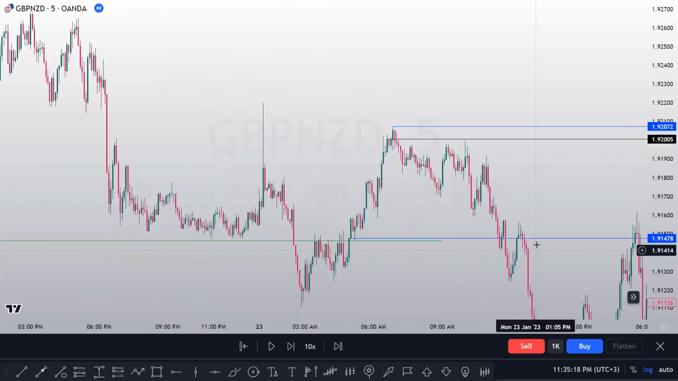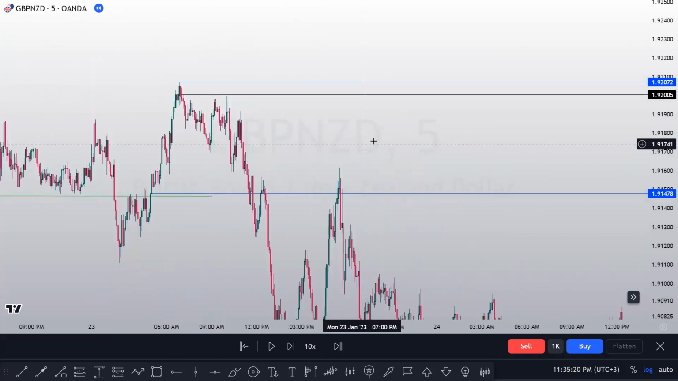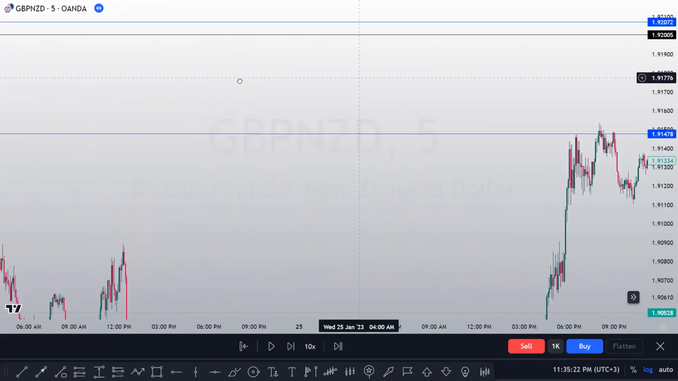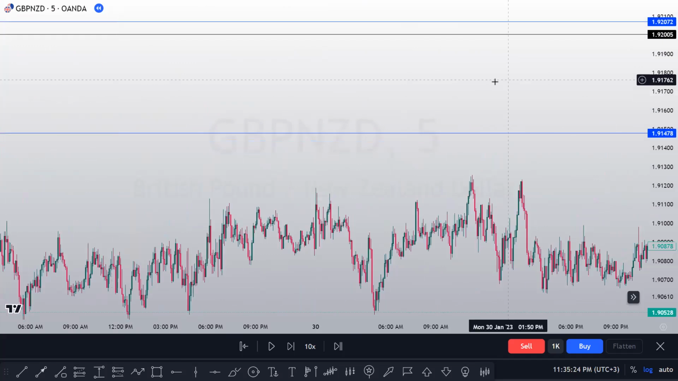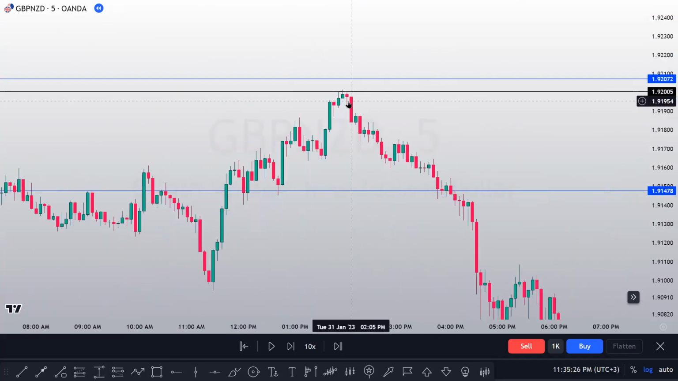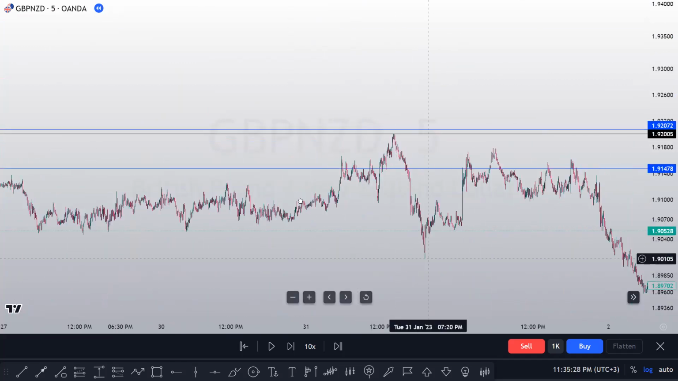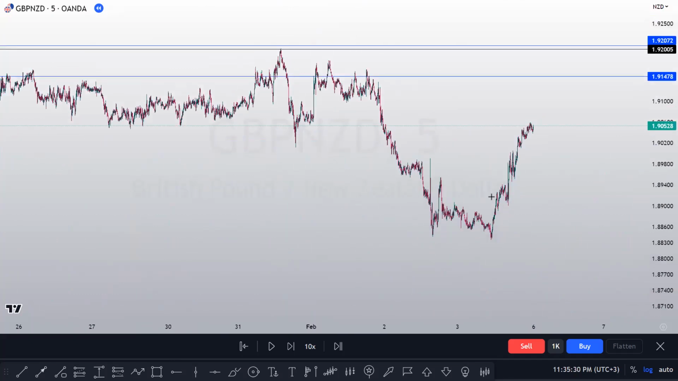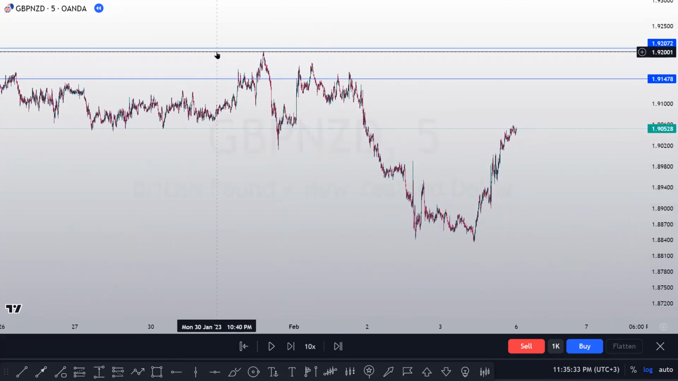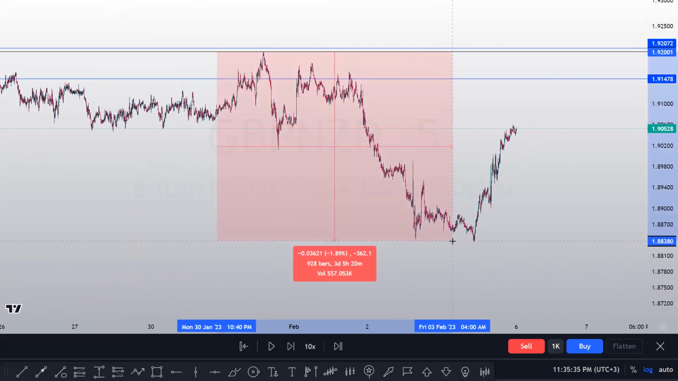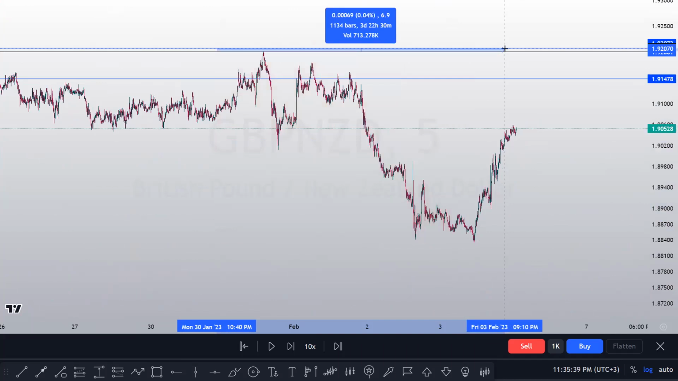After putting a pending order there, you have to set it and forget it. The market later on comes and taps your entry, as you can see. Then the market goes down, just like that. The market went down almost 362 pips, and the risk was almost 6 pips.